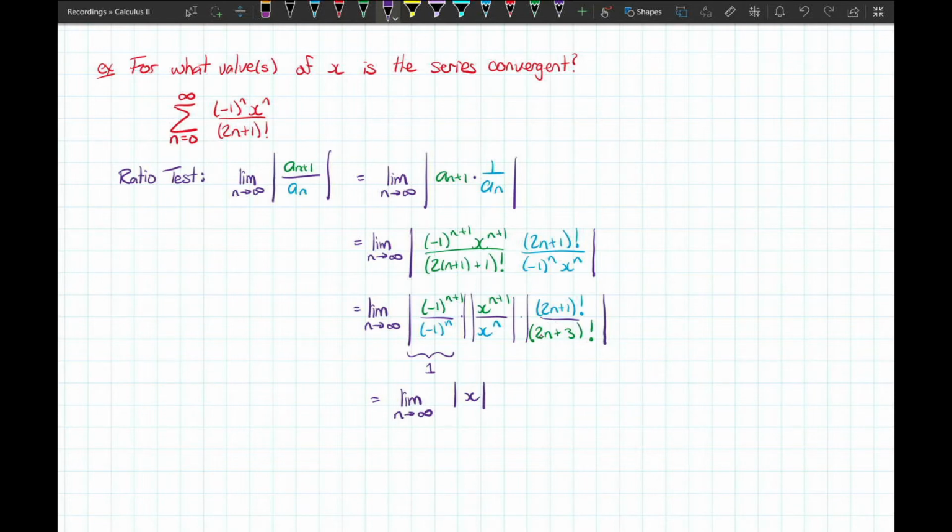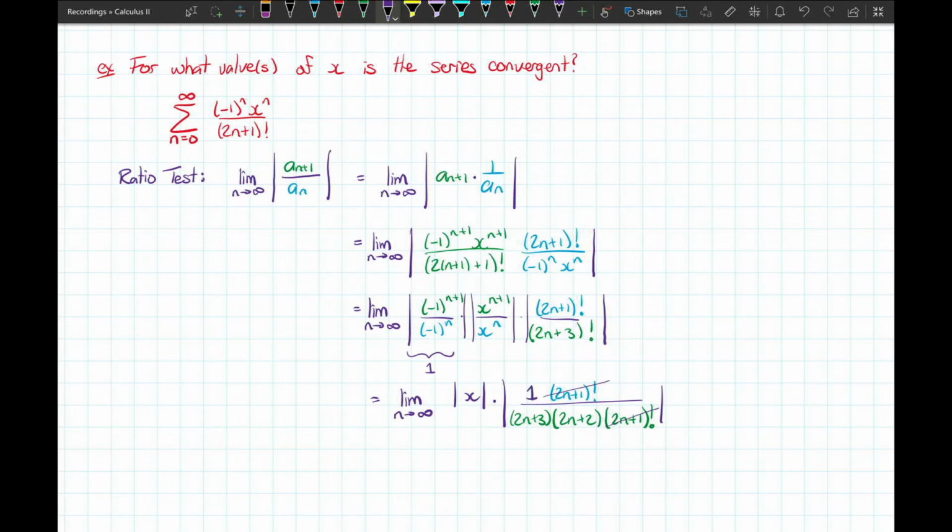So why don't we split the denominator factorial up into the first few terms? (2n+3)! is equal to 2n+3 times the next number down, 2n+2, times the next number down, 2n+1, and it's a product of all the numbers less than 2n+1, so maybe we should just write that as (2n+1)!. In the numerator, we also have (2n+1)!. And that means that these (2n+1)! factorials can cancel each other out, and we're left with 1 in the numerator.